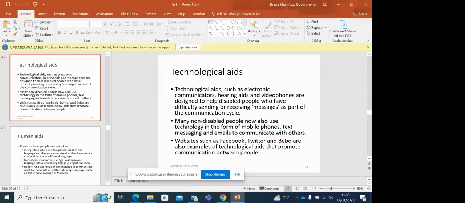Technological aids. These are aids such as electronic communicators, hearing aids, and video phones, designed to help disabled people who have difficulty sending or receiving messages as part of the communication cycle. Many non-disabled people now also use technology in the form of mobile phones, text messaging, and emails to communicate with others. Websites such as Facebook, Twitter, and Bebo are also examples of technological aids that promote communication between people.